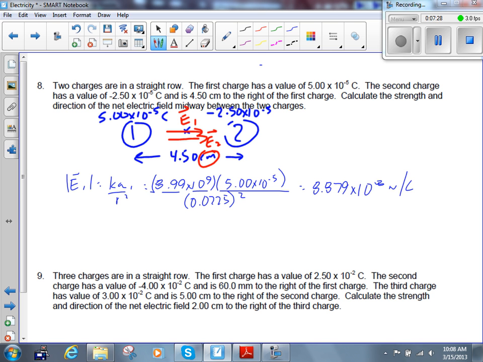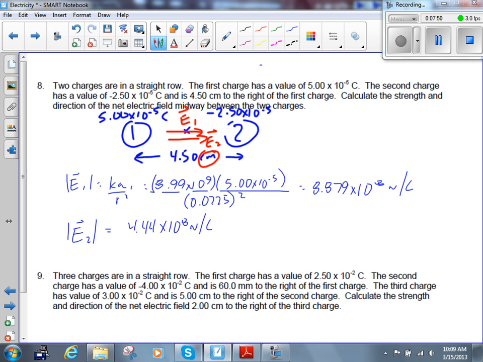Let's get the value of E2 in the same way. k times 2.5 times 10 to the negative 5 divided by 0.0225 squared again. We end up getting 4.44 times 10 to the 8 newtons per coulomb. Now what am I going to do with both of those values? We're going to add them together.